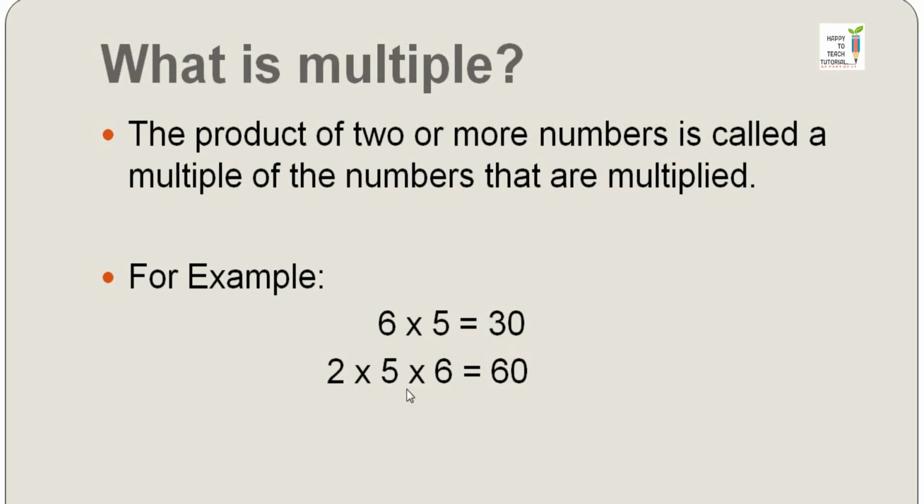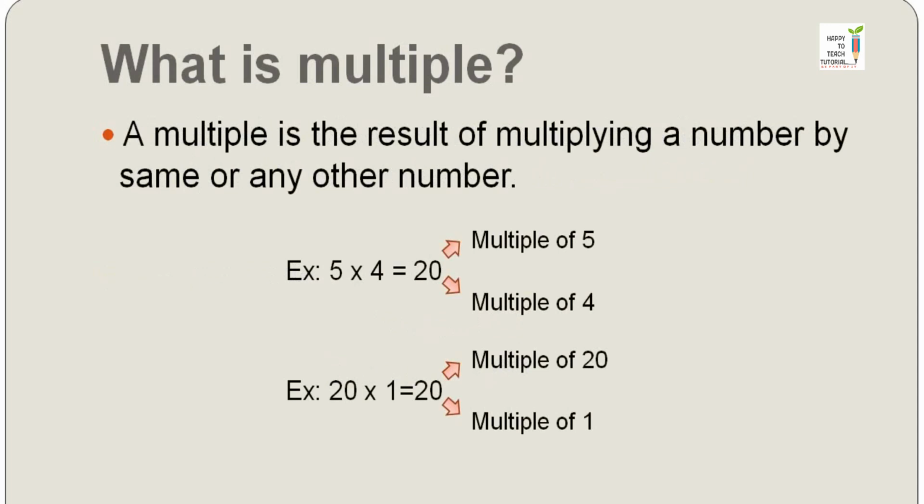When we multiply 2 into 5 into 6, we get the product 60. So here 60 is a multiple of the numbers 2, 5 and 6. So the product of two or more numbers is called a multiple of the numbers that are multiplied. A multiple is the result of multiplying a number by the same or any other number.